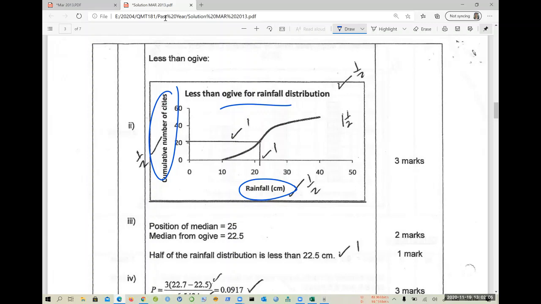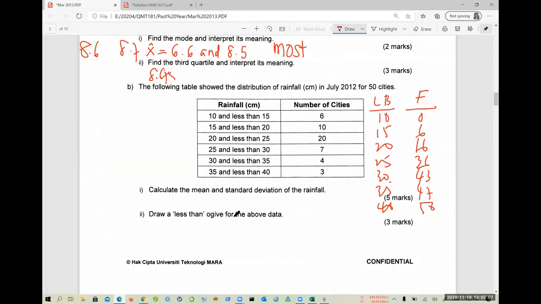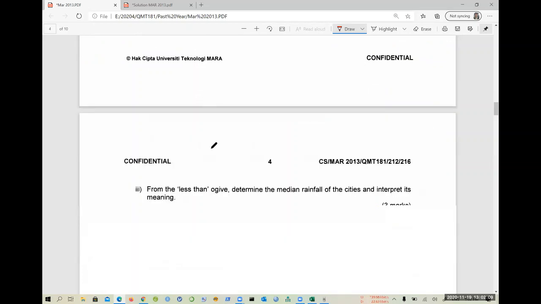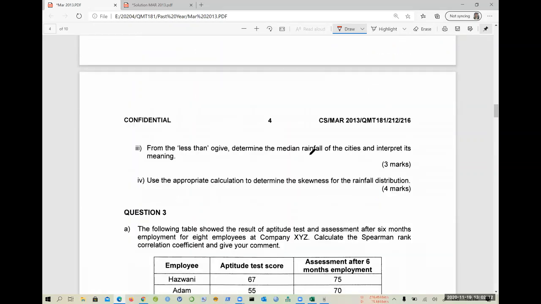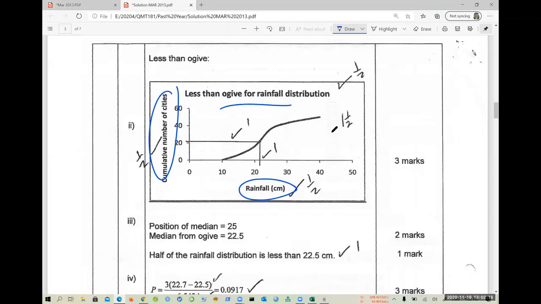The next question asks you, from the less than ogive, determine the median of rainfall. Okay, you need to determine the median. So that means you have 50. So 50 divided by 2 for the location gives you 25, right? So that means you locate 25 over here. So this will be 25. Okay, find the respective values on the x-axis.